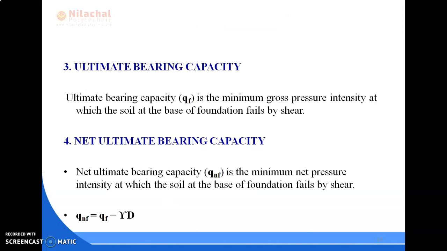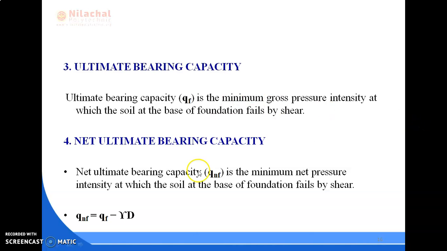Next is the ultimate bearing capacity. It is the minimum gross pressure intensity at which the soil at the base of foundation fails by shear. This is the ultimate bearing capacity. Notation is qf. Next is the net ultimate bearing capacity. Notation is qnf. So it is the minimum net pressure intensity at which the soil at the base of foundation fails by shear.